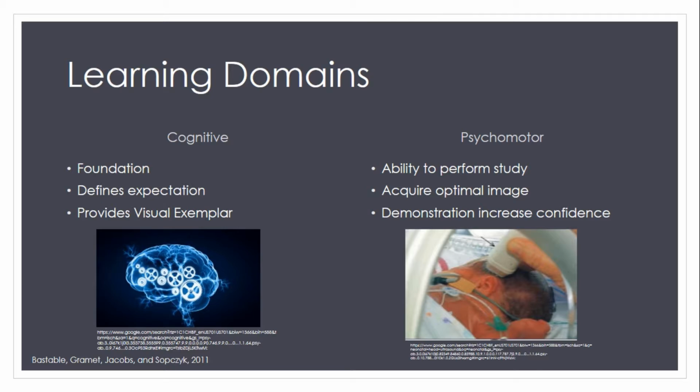The cognitive domain, or thinking domain, helps to lay the foundation of the educational material. It also helps to define the expectations of the skill to be learned through visual exemplars. The psychomotor domain is the skill of actually performing the study and ensuring an optimal image is captured. Demonstration would fall into the psychomotor domain and is helpful in elevating confidence in the learner's abilities.